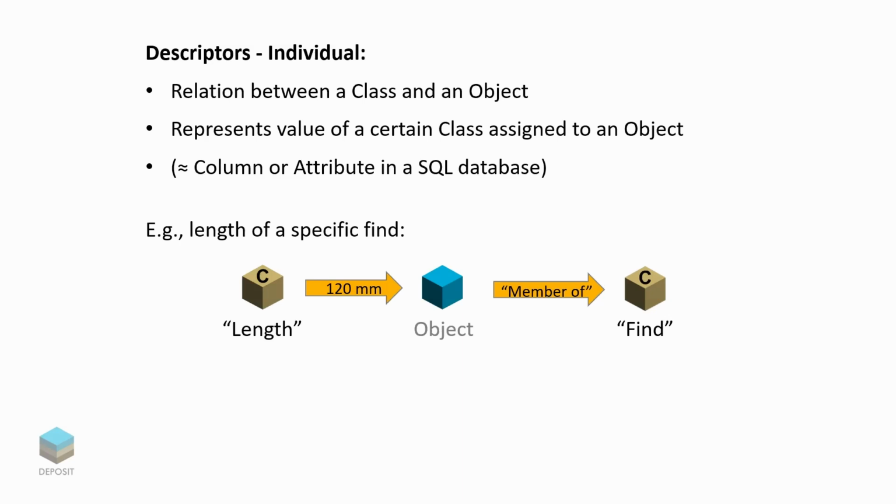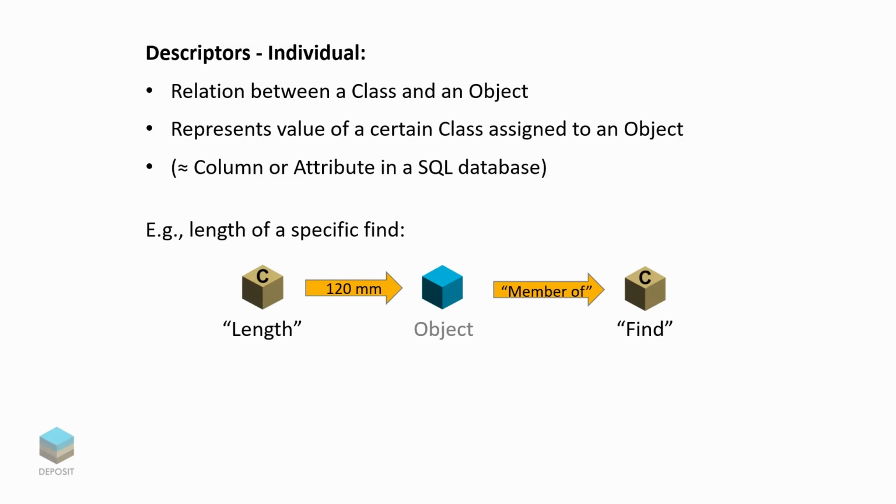Apart from that, the objects can have descriptors, which are a way to assign specific properties or attributes to objects. Descriptors can be individual or shared. An individual descriptor is a relation between a class and an object, and it represents the value of a certain class assigned to an object. And in an SQL database, this would correspond to a column or an attribute in a table.